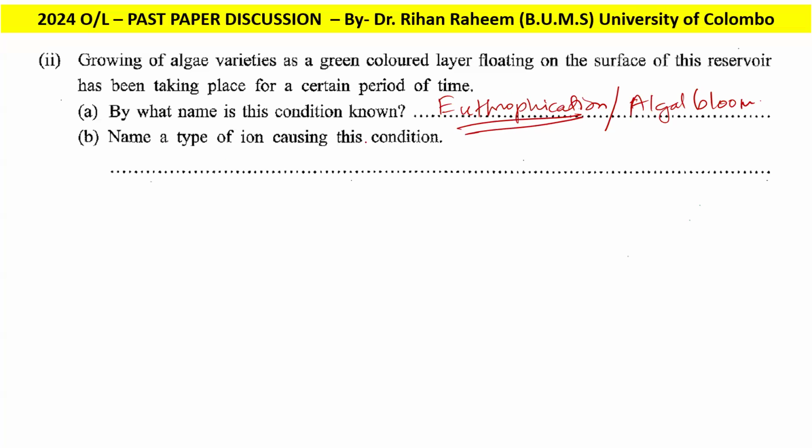Then name a type of ion causing this. They have asked for one. There are two ions. Phosphate ion, name it. So you can write phosphate, PO4 3 minus. When they say name it, better to put the full name. Or nitrate, NO3 1 minus. Both are radicals. So phosphate and nitrate can be added to the water from fecal matter, from the paddy field, from the farms, from the vehicle cleaning centers, vehicle service centers, from all those places it can get added. Phosphate and nitrate.